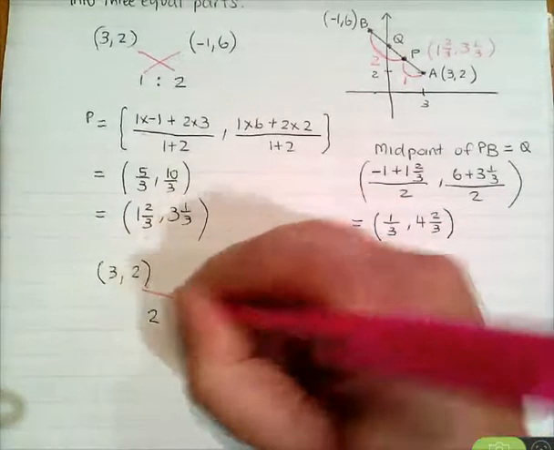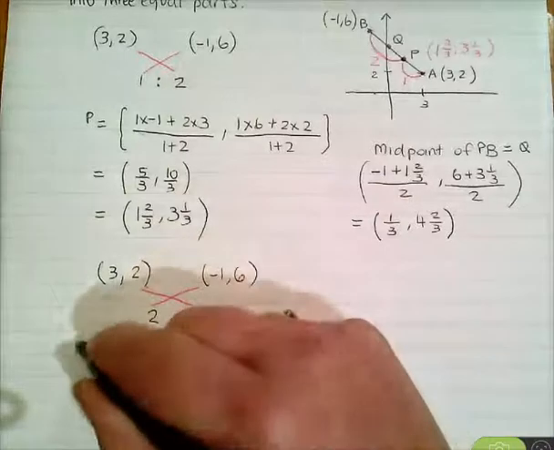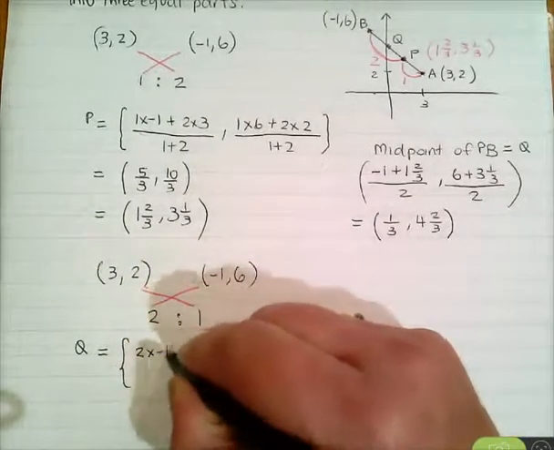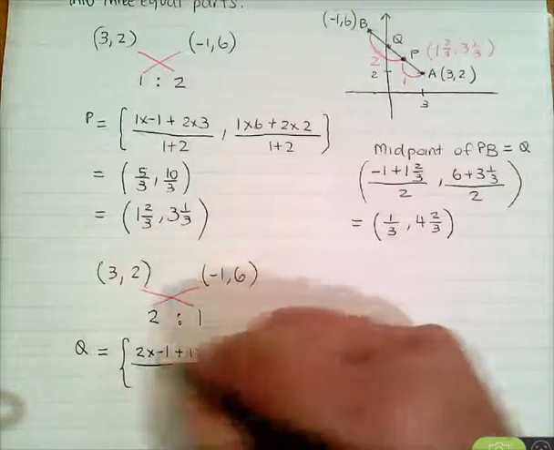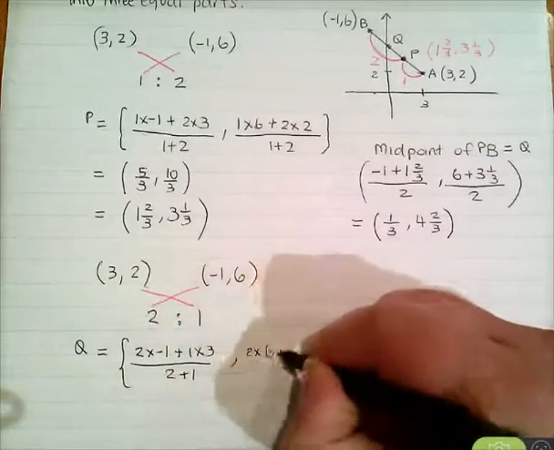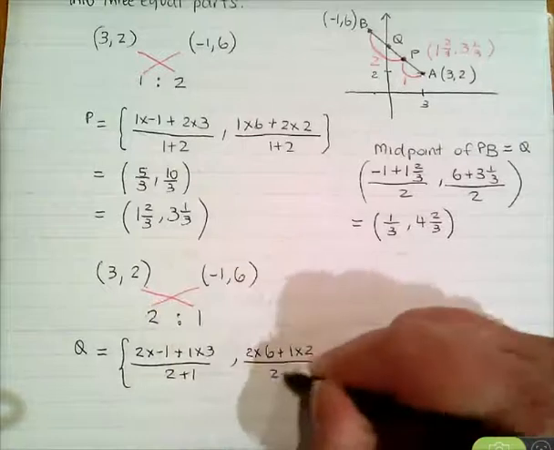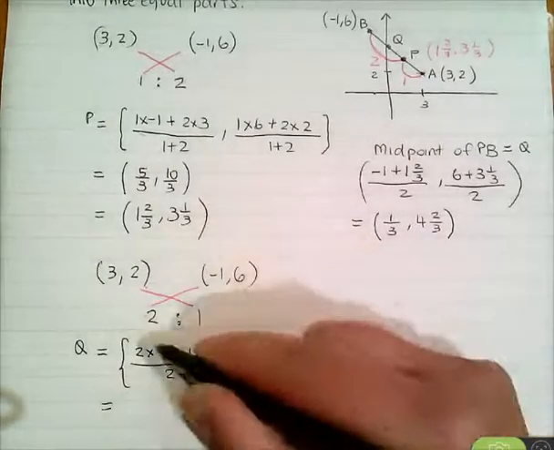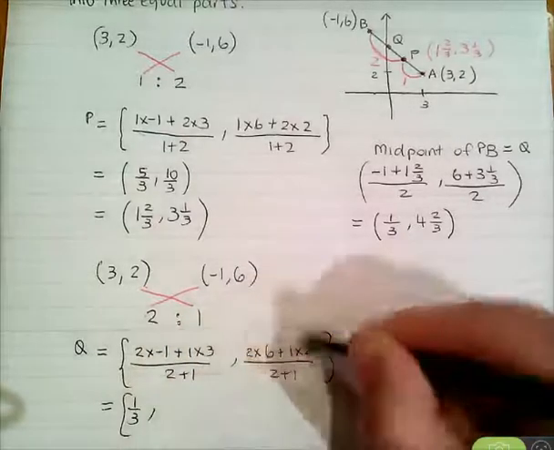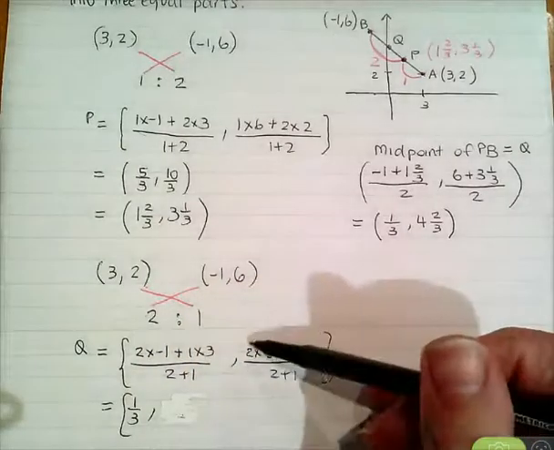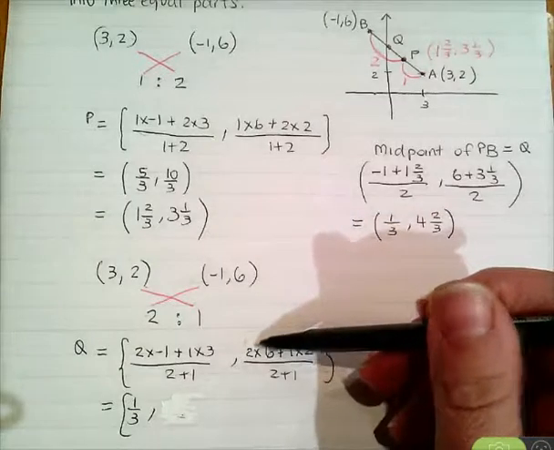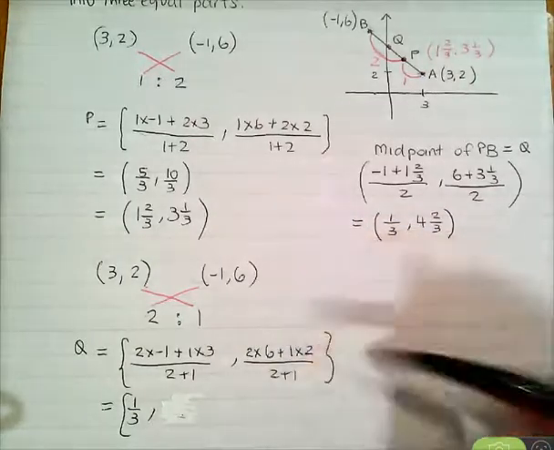So I'm going to do my little crisscross thing here. Point Q, starting from the left with my x values, is 2 times negative 1 plus 1 times 3 over 2 plus 1, comma, and doing my y values, 2 times 6 plus 1 times 2 over 2 plus 1. Working that out, you get negative 2 plus 3 is 1, 1 over 3 is 1/3. And to do this y value, it's 2 times 6, which is 12, plus 2, which is 14 over 3.